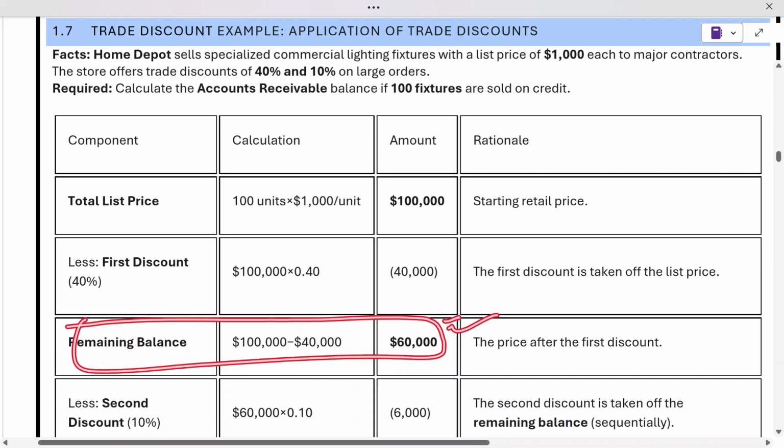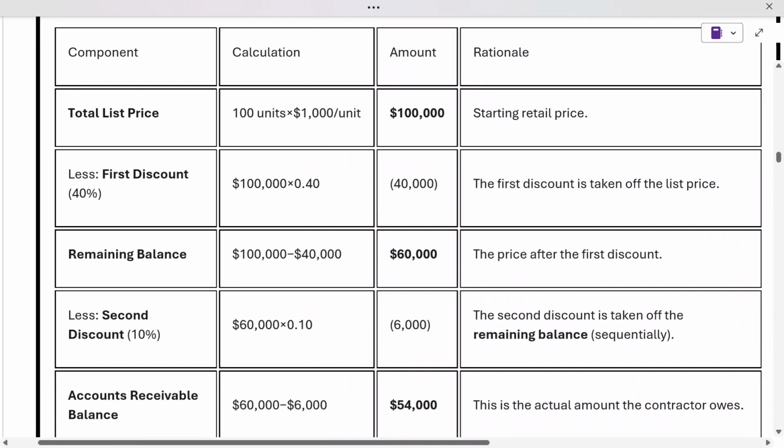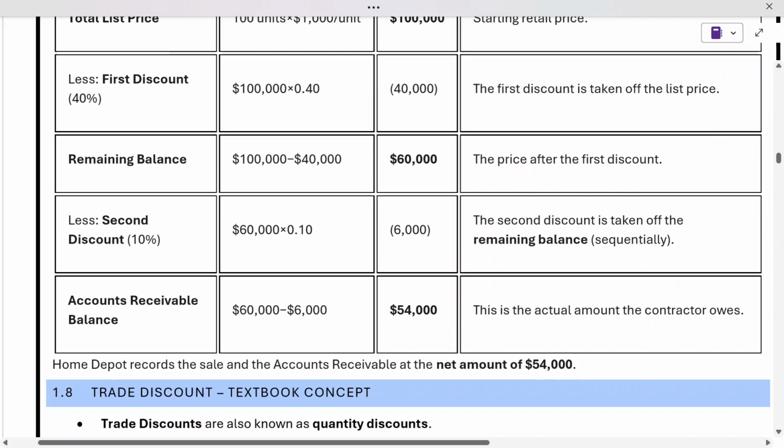Now what happens is, the second discount, which is 10%, is an additional discount on the balance of $60,000. It won't be on the $100,000. So this 10% will give a result of $6,000, which is 60,000 times 10%. Then finally our closing balance will be the net amount of both of them, which is $54,000. So Home Depot will record these sale transactions at accounts receivable of net $54,000.